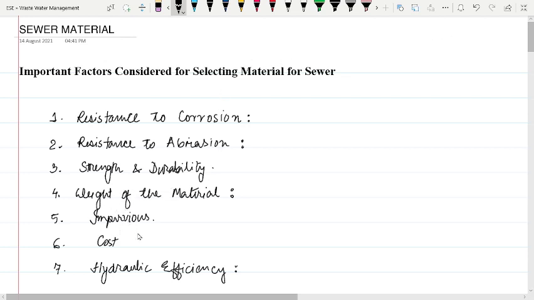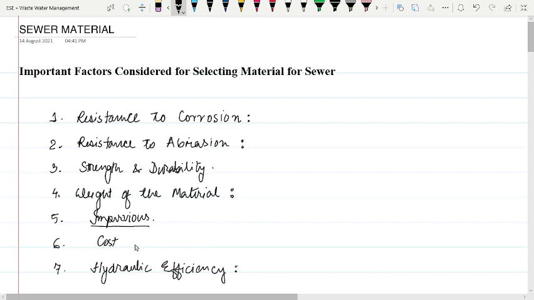Next, imperviousness is very much required. Impervious material is required because otherwise the flow from the sewer may get into the groundwater, or groundwater may percolate into the sewer pipes. If the flow from the sewer goes outside the pipes and enters the groundwater, then our groundwater will be polluted. Again, if groundwater continuously seeps inside the sewer pipes, then the load on the treatment facility will be high.